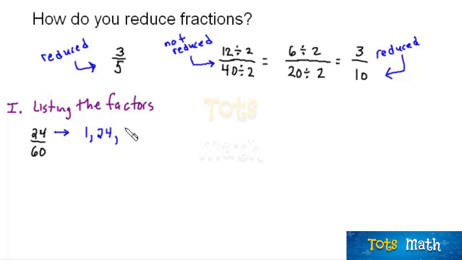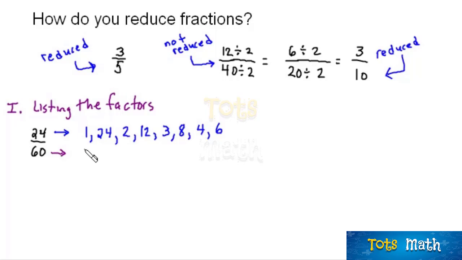24 is an even number, so it must be divisible by 2, and 2 times 12 equals 24. 24 is also divisible by 3, and 3 times 8 gives us 24. 4 is also a factor of 24, and its partner is 6. And those are all the factors of 24. Now let's do the same thing for 60.